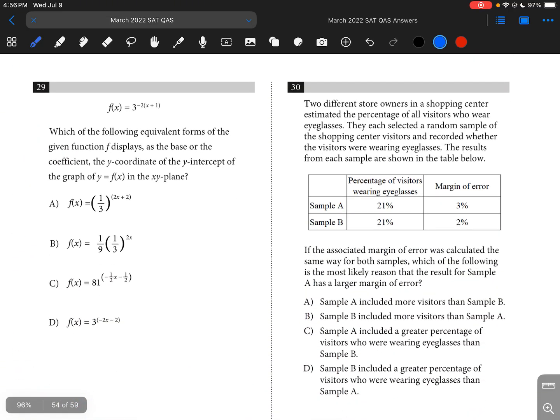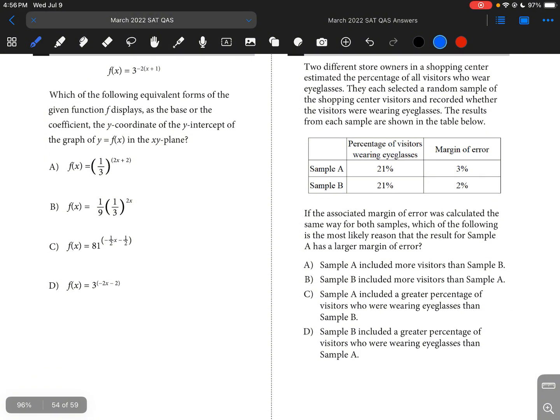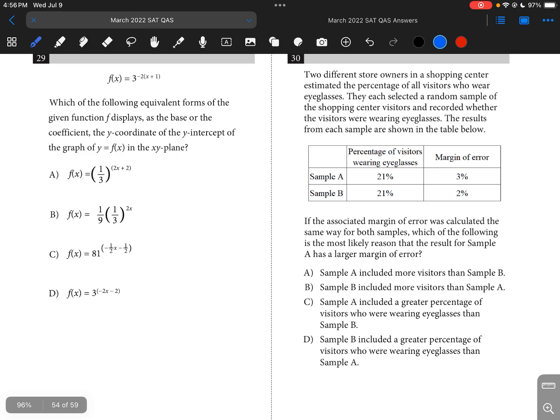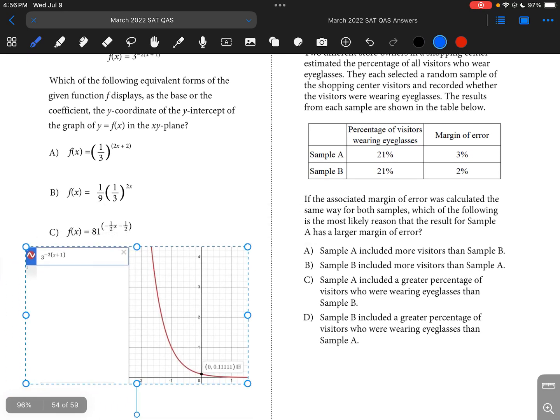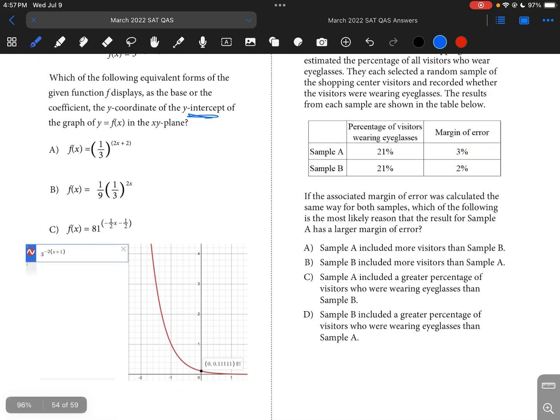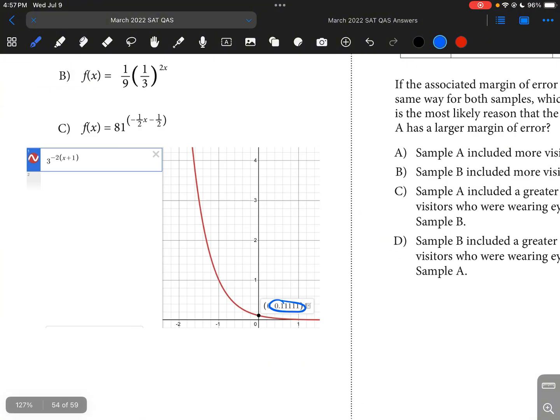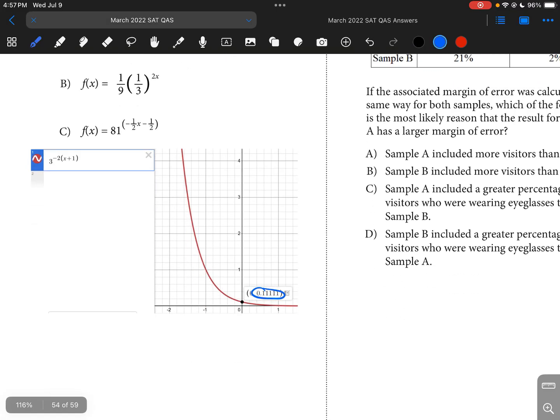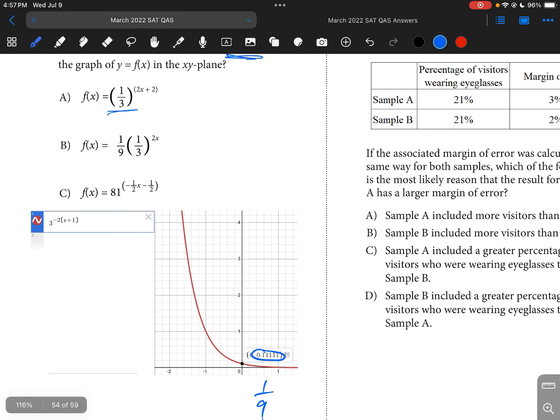All right, 29. Which of the following equivalent forms of the given function f displays as the base or the coefficient of the y-coordinate of the y-intercept? Okay, so this question you actually need to graph. If you end up graphing it using your calculator, you end up getting this. And so you know that the y-intercept is where x is 0. So when x is 0, you get 0.11111, which is also equivalent to 1 over 9. And so the base or the coefficient is the value up front. And so the only one that has 1 over 9 is B.